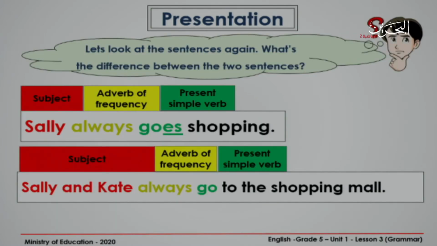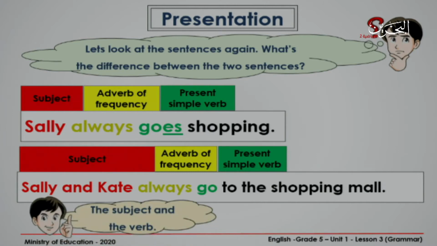Now let's have a look at these sentences again. I want you to focus. What are the differences? What's different between this sentence and this sentence? Take a moment and think. What do you think? Yes, the subject and the verb are different. Let's have a look at the subjects. In the first sentence, we have only Sally. In the second sentence, the subject here is Sally and Kate. We have 2 persons. And let's look at the verb.